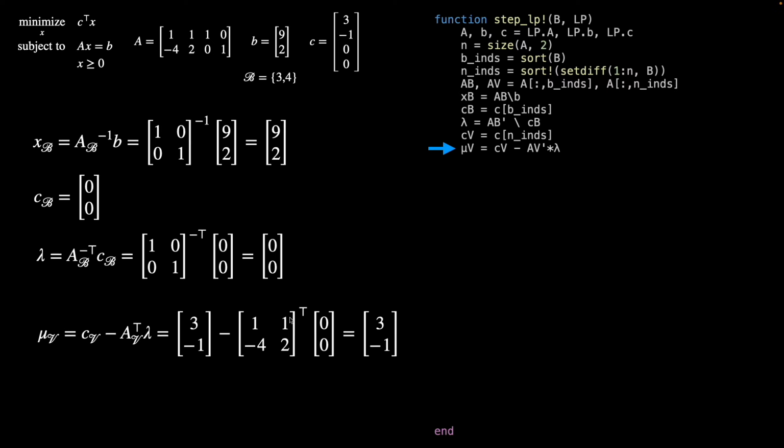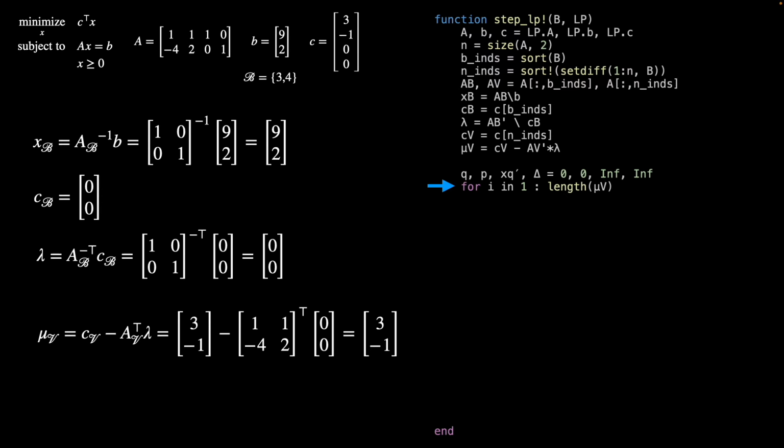We have the first and second columns of A here, and then just the lambdas that we just solved for. Okay, and that gives us 3, negative 1. Now we are ready to go into that outer for loop that I was talking about. So we're going to iterate now for each of the free indices. We're going to go through each of the free indices in this loop.